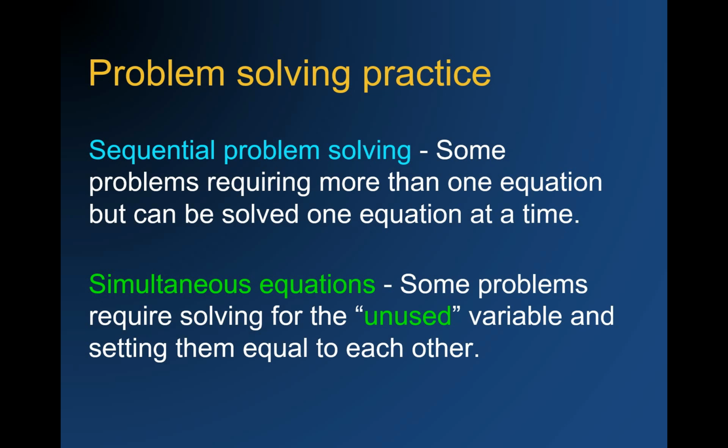So you can see that there are some times when you can do sequential problem solving, like we did in that last one. Some problems, you can just kind of go one variable to another and keep working your way through it. But keep an eye out for those moments where you have to solve the equation simultaneously. Some problems require solving for the unused variable, and setting them equal to each other can be the only way that you can figure out the answer.